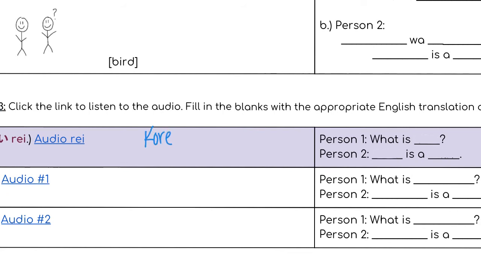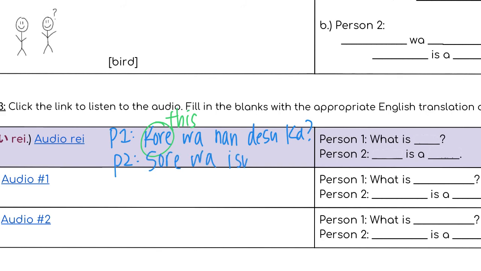So in this case, これは何ですか? これ is this. So the question person 1 is asking is, what is this? And then person 2 is going to say, that is something. So I said, それは椅子です. それ is that. So that makes sense. Like, what is this? Oh, that is something. And then 椅子 is chair.